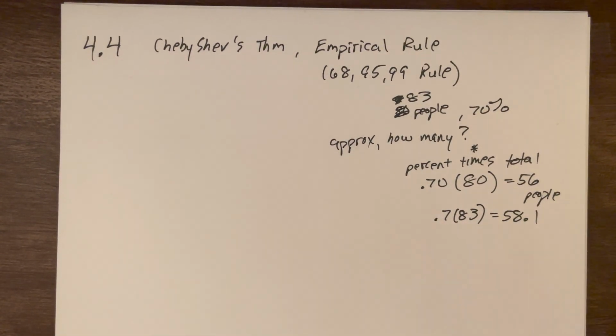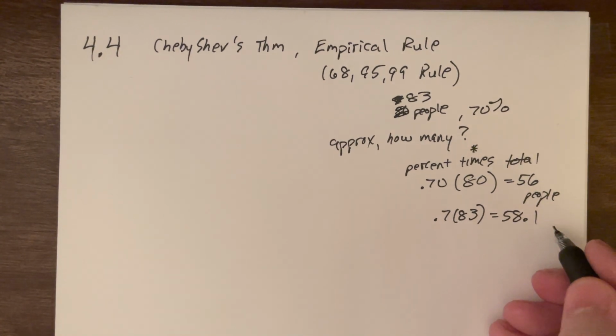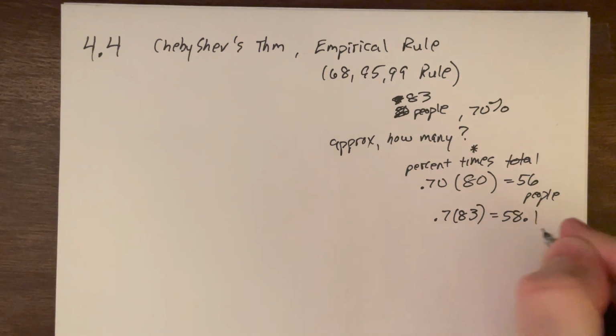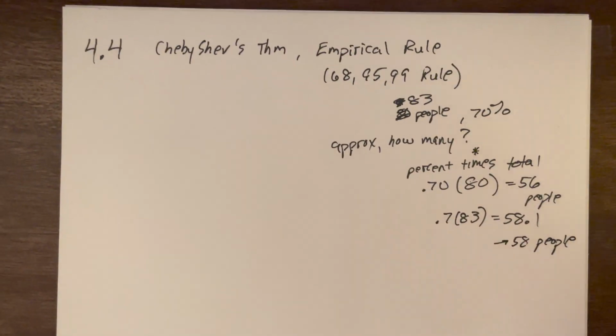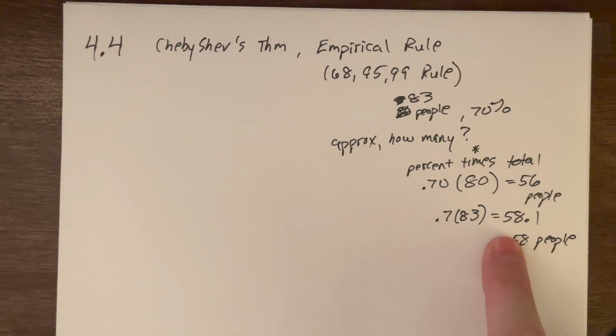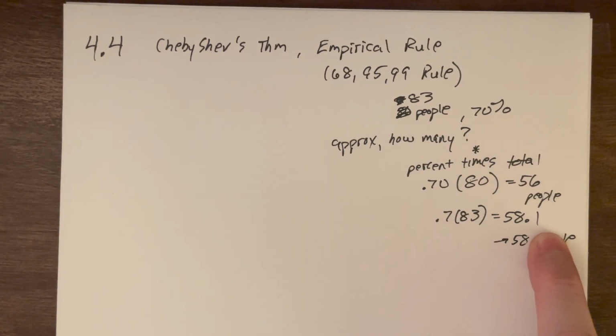You get 58.1. Well, you can't have 0.1 people or 0.1 objects. So that would just be rounded off to 58 people. There are situations like this one where I'm rounding down because the decimal was less than 5.